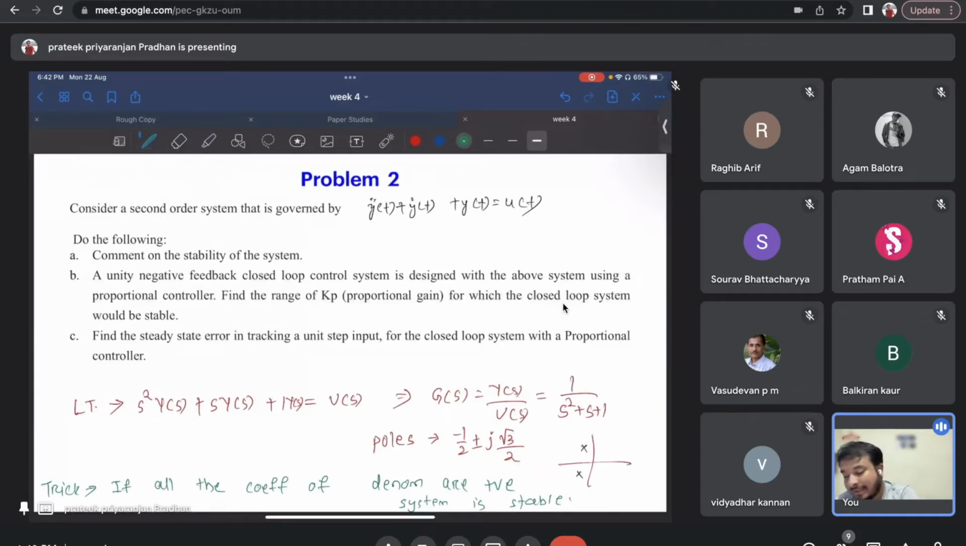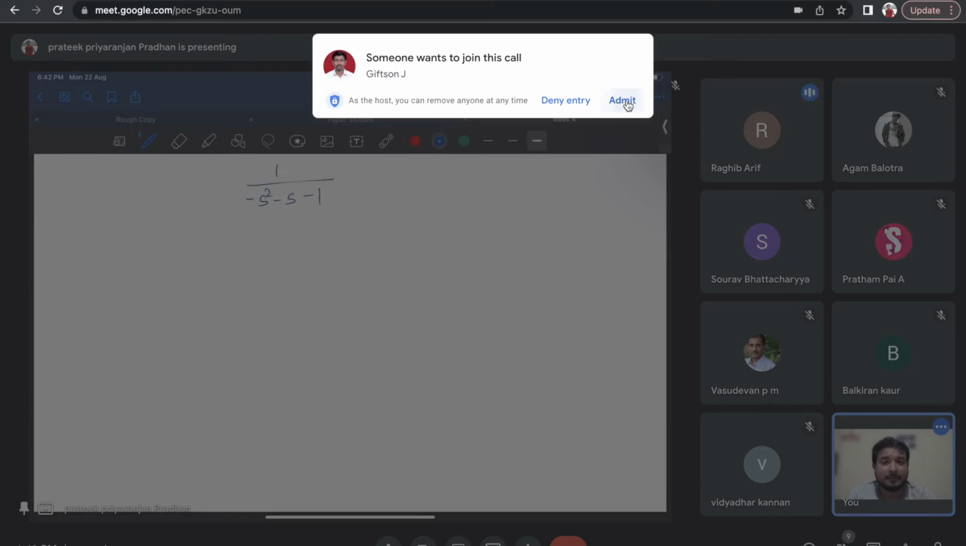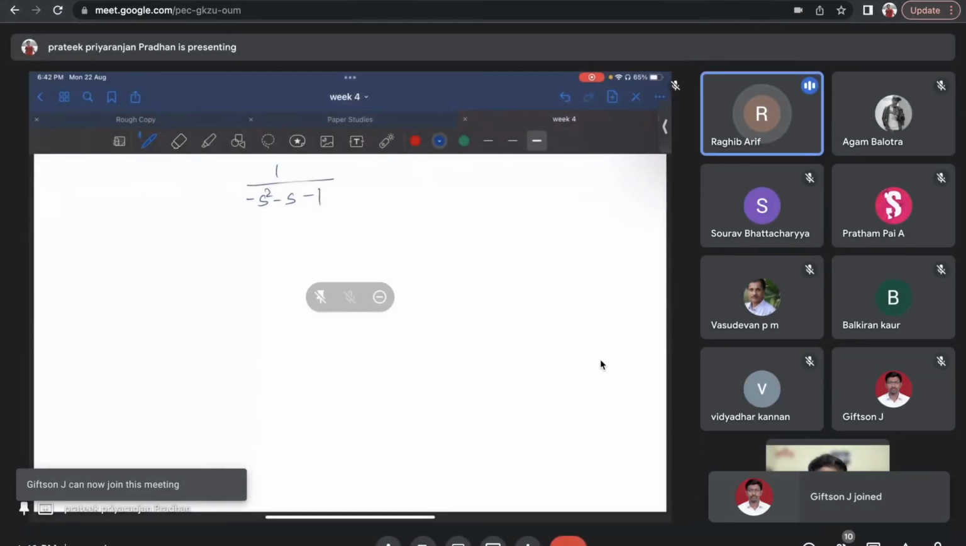So just one tricky question. What if the system is minus s square minus s minus 1? Okay, this is the system. Can anybody say whether it's stable or not? Anyone else? Vidyadhar or Balkiran, Rajiv, Agam?